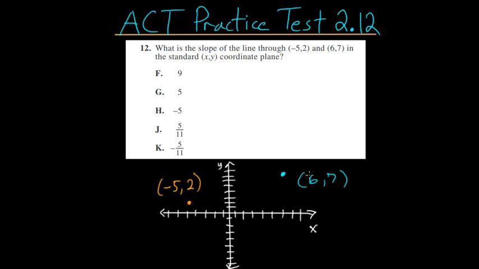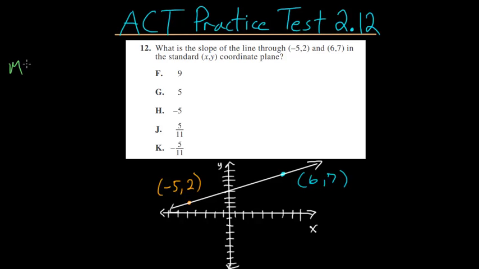Now you can see the point (6, 7) here in blue and the point (-5, 2) here in orange. And the question is essentially asking us, if we were to draw a line between these two points, what would its slope be? So what is the slope of this line going through (-5, 2) and (6, 7)? So let's think about slope in more detail.